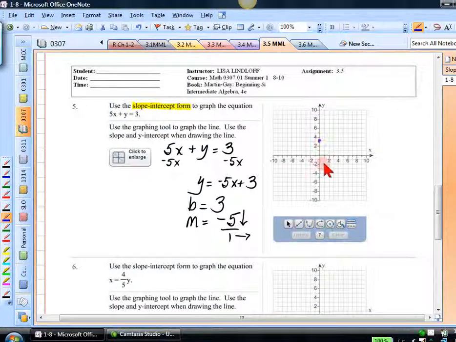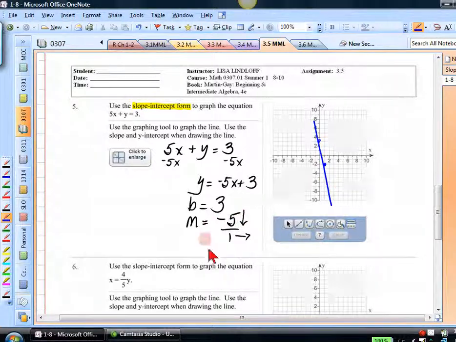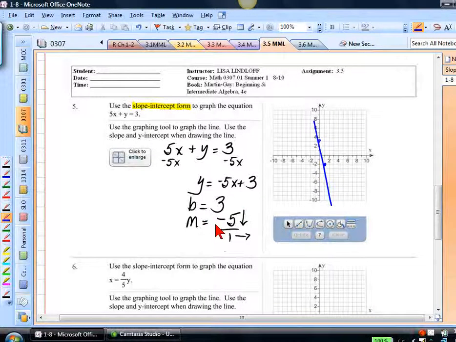Down 5, right 1. I should get a point right there. And if you're doing it in MATLAB, when you anchor the second point, it will draw the line for you. So you'll click on the y-intercept, then you'll physically move your cursor according to the instructions that you have for moving. And once again, we're using the line tool.